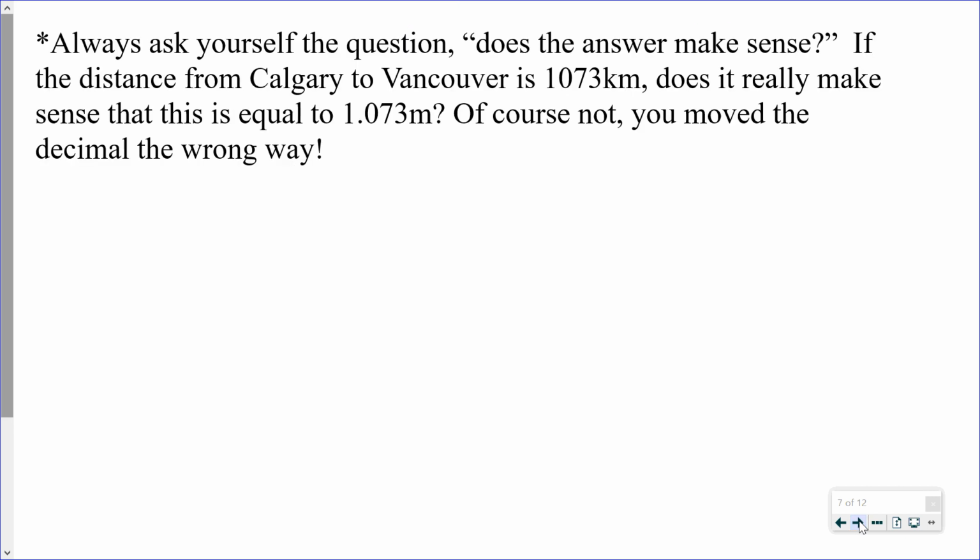So a couple different strategies there, and really important, always ask yourself the question, does it actually make sense? If you are told that this is the distance, which is about the distance between Calgary and Vancouver, and you do your unit conversion into meters, and you get an answer that's just over 1 meter, does it really make sense that the distance between Calgary and Vancouver is just over a meter? Obviously you did something wrong, and what that is, you moved your decimal in the wrong direction.